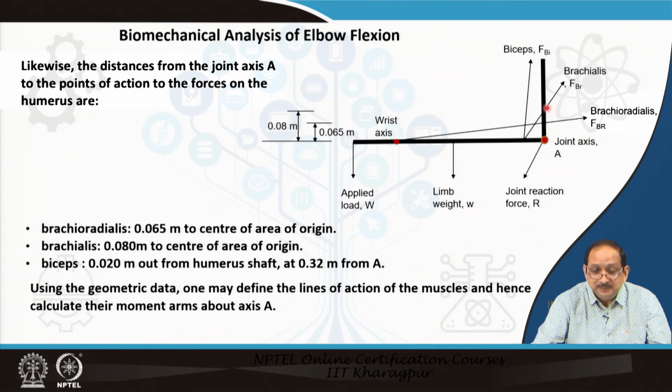And for the biceps, a point on the line of action is defined by the location 0.20 meters out of the humeral shaft and 0.32 meters from the joint axis A. So, using this geometric data, we can define the lines of action of the muscles and hence calculate their moment arms about the joint axis A.